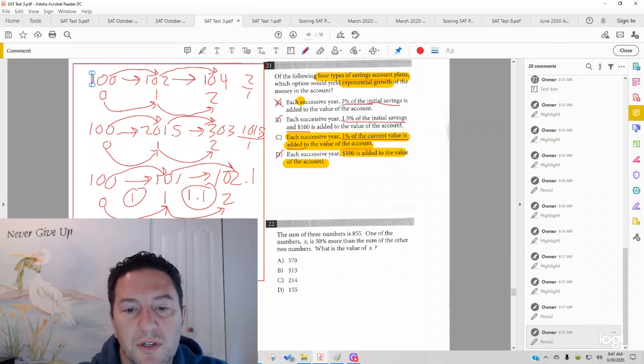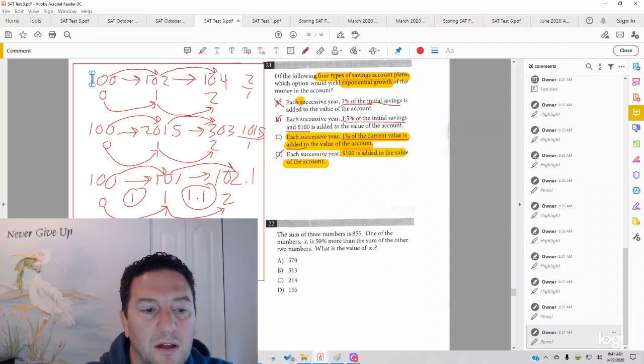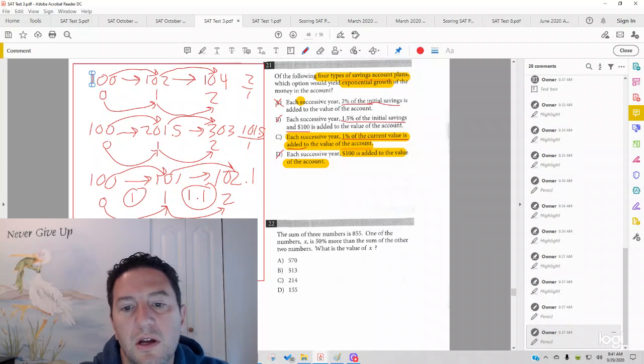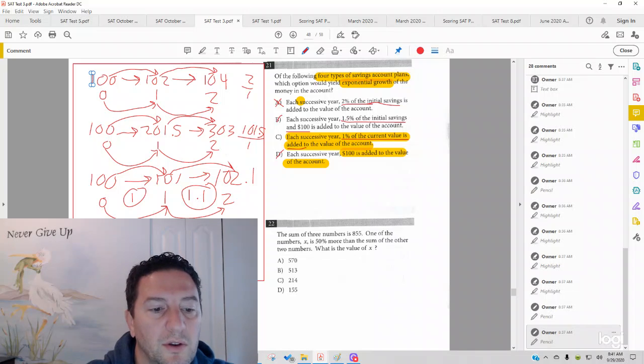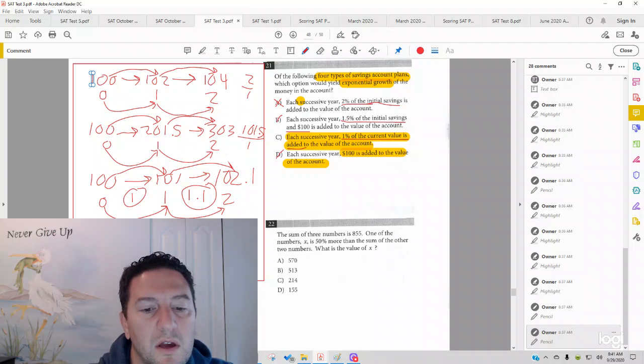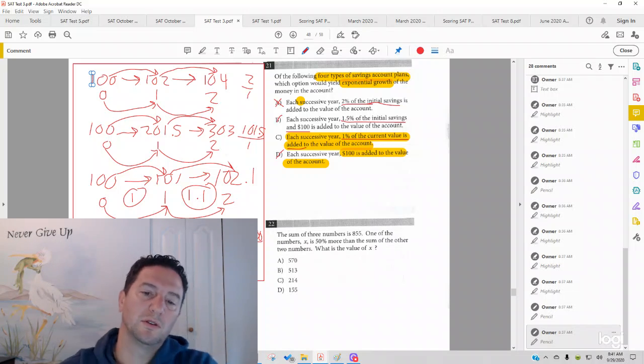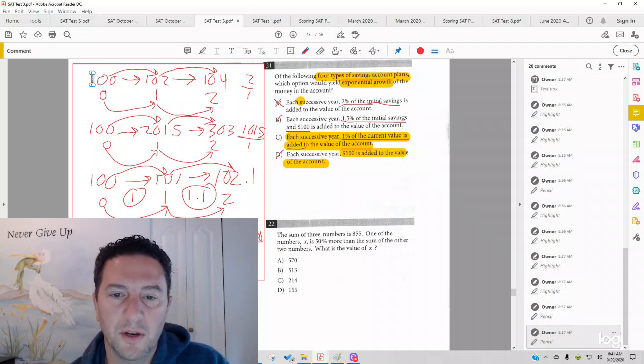And then answer choice D. If you've got $100 on year 0, and then each successive year, $100 added to the value of the account, year 2 would be $200, year 3 would be $300. So that's year 1 and 2. So here you see an increase of 100 when you see an increase of 1, increase of 100 when you see an increase of 1. So you can see that's 100 over 1, which is a slope of 100.